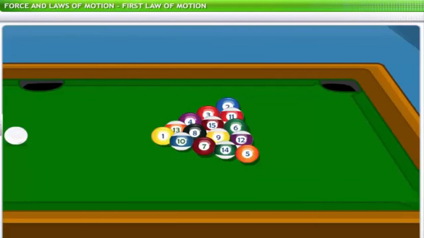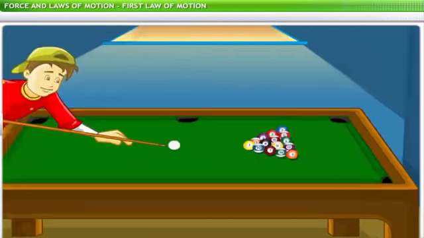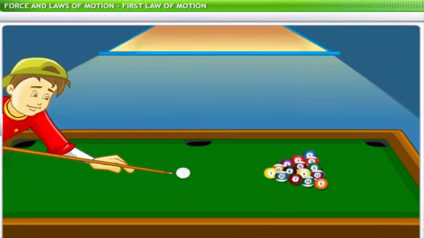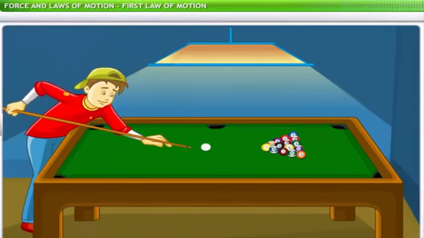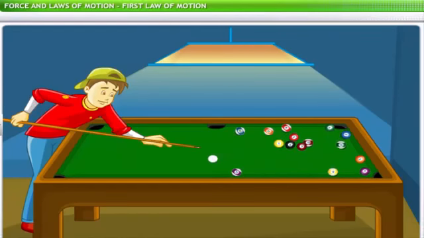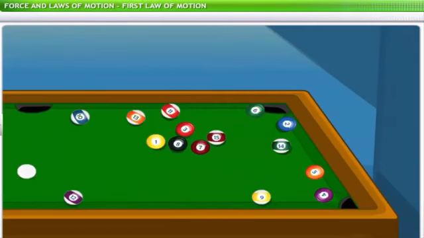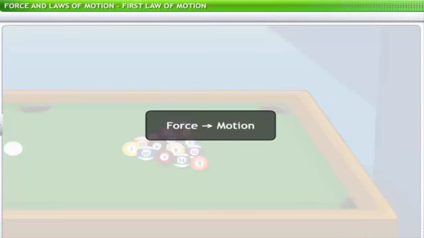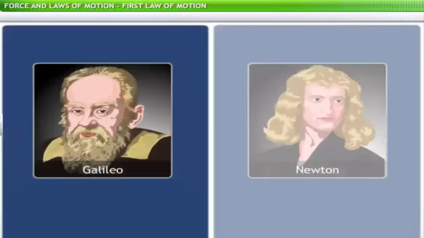Let us take a look at a billiard table, something most of us are all familiar with. The balls are all stationary. What will make them move? A push from the stick, that is, an external force. The important thing to note here is that without this push, or an external force, the balls will remain at rest for an infinite duration. Thus, motion is a direct result of force. This relationship between force and motion was studied by Galileo and Newton.